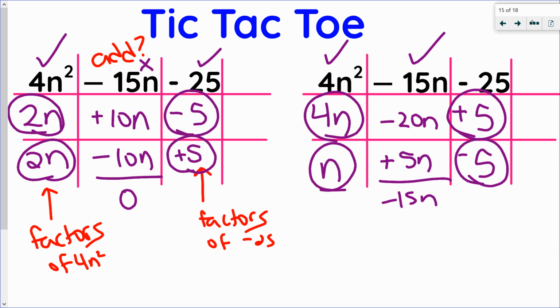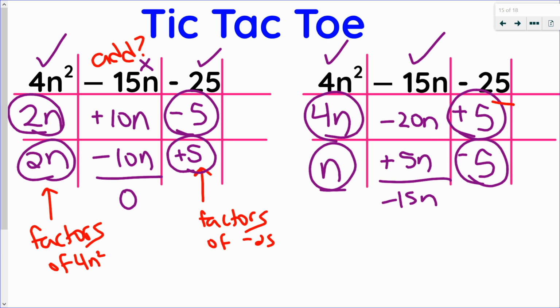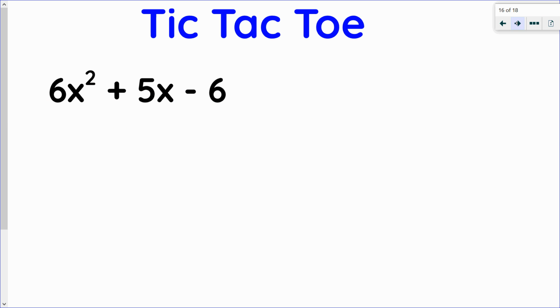So now to do my factors, I'm just going to read horizontally across like this. 4n plus 5 and n minus 5, just the circled numbers there. So I can check that using the distributive property to see if I'm right. But that's how you factor with the tic-tac-toe grid. So sometimes you just have to do it a couple of times, playing around with the numbers.